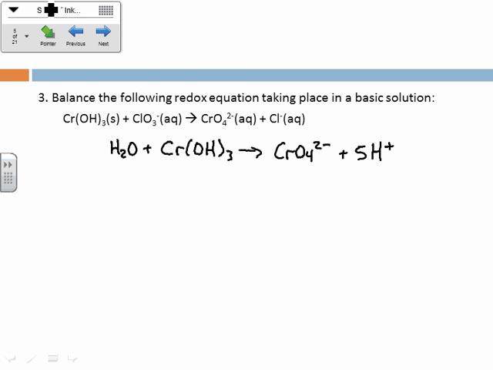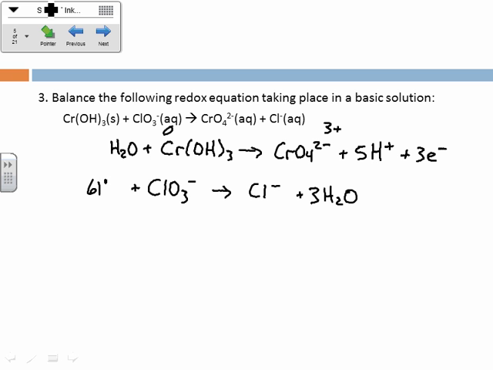And again, H pluses are not in this solution, we're just pretending, and we're going to fix it at the end. Okay, so this is overall a 3 plus, and then there's no charge on this side, so we need 3 electrons over here to balance out the charges. The other one is the other half reaction, ClO3 minus yields Cl minus. Okay, add 3 H2Os to the right side to balance out our oxygens, and then we need to add 6 H pluses to this side.